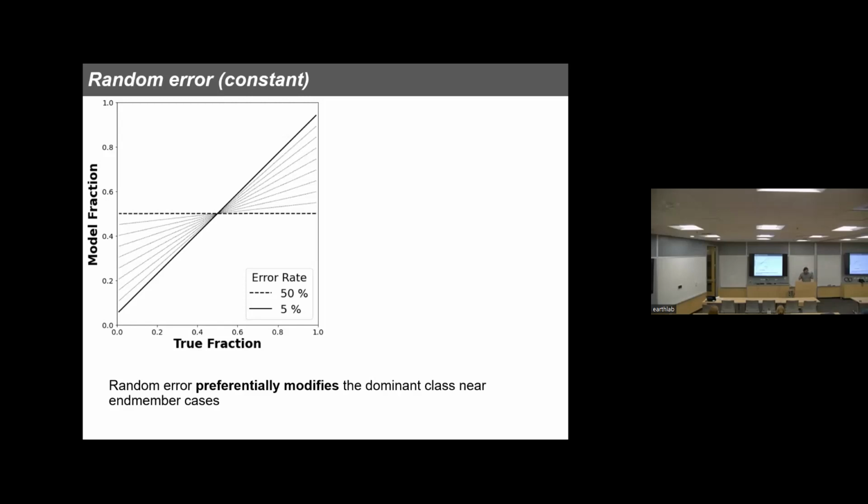But when you're near the end member cases, you do preferentially modify the more abundant class. So that's why they have intercepts. That's why none of these lines will go to 0 unless I had 0% error, right? So if I had all soil and I had a 5% error rate, then 5% of my soil is going to just by chance be turned into rock. And that's going to give me that intercept.